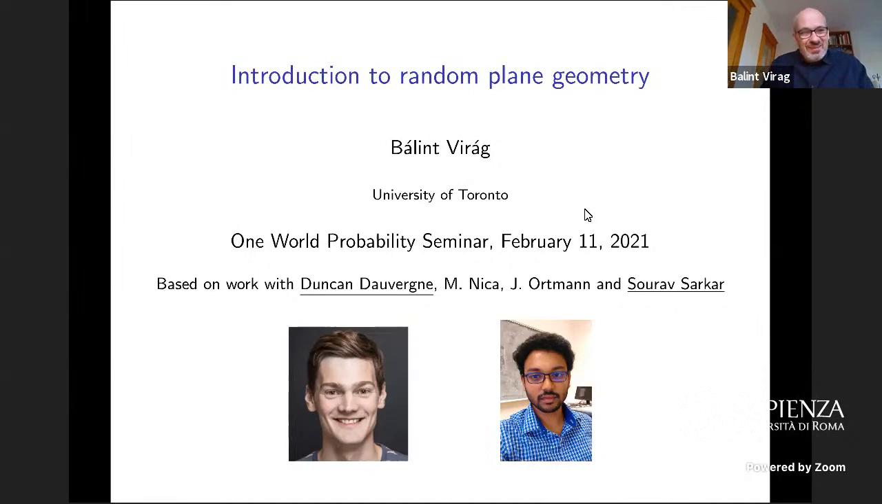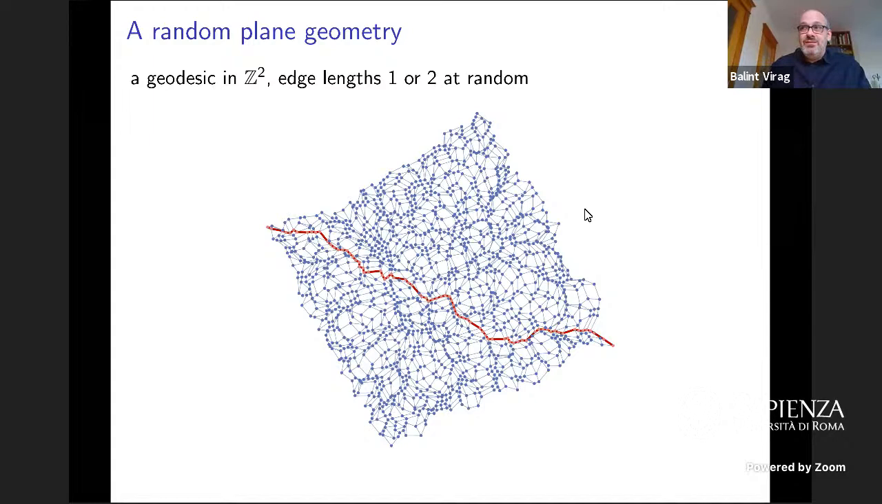So what's a random plane geometry? I'm just going to do the simplest thing. You have plane geometry and just modify it in a random way, really the simplest way possible. So let's say that you have Z squared, and to each edge you assign length one or two at random. Then you can ask how far are two points in the new distance.